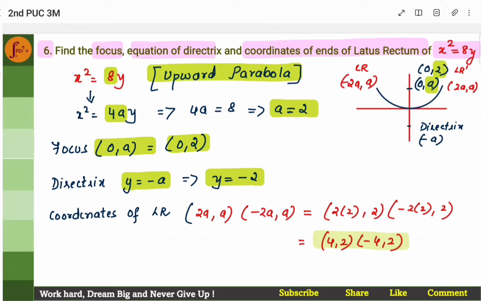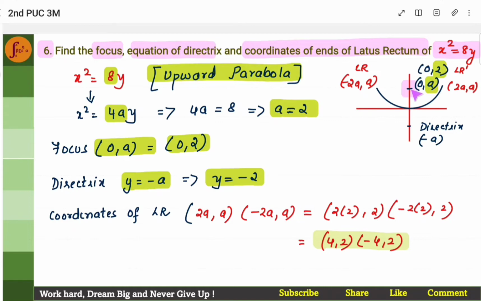Now once you know the value of a, what is the focus? This is the focal point. For an upward parabola, this is the focal point, right? So it is 0, comma a, because the x value is 0 here and the y value is a. So 0, comma a. What is a? 2. So 0, comma 2. So the focus is 0, comma 2.